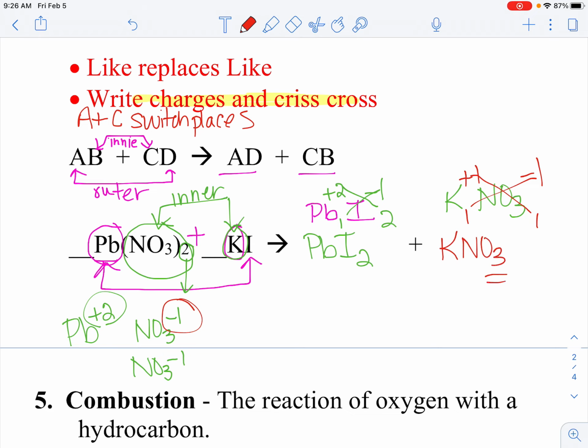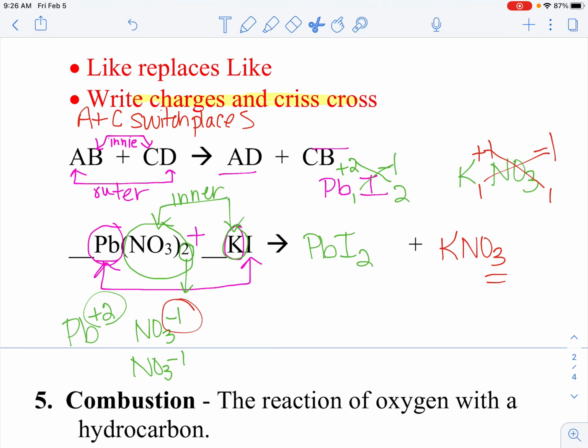And don't forget this 3. It's part of that nitrate polyatomic ion. You can't change its name or formula. So our two products would be lead 2 iodide, listed as you see here, PbI2, plus KNO3. And then you would balance the equation.